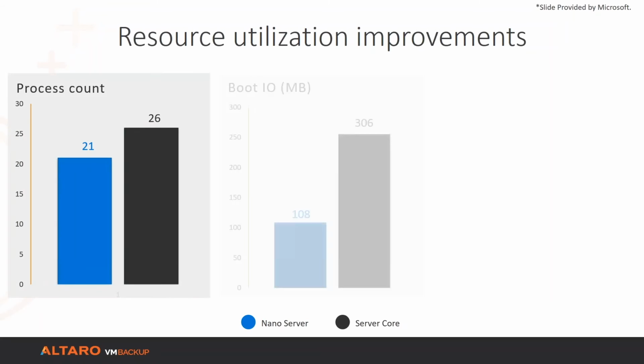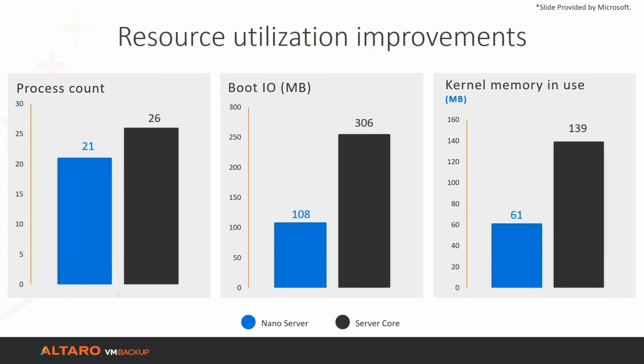Now, as far as resource utilization goes, process count 21 compared to 26, boot I/O is 108 to 306, and kernel memory is 61 megs compared to 139 megabytes. So, even when you do have to reboot because you've installed something new or there's been a patch, it's much smaller and it's going to load much faster and get you back into production more quickly. And this all helps on the container side of things, where a Nano Server container is much faster than a server core container.